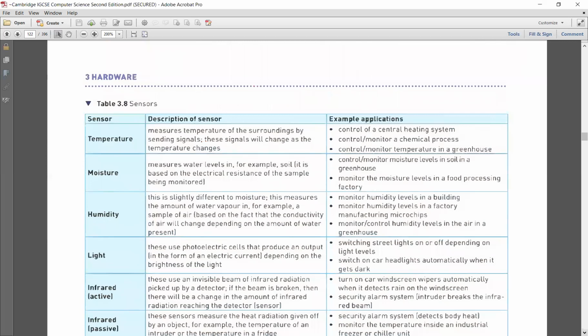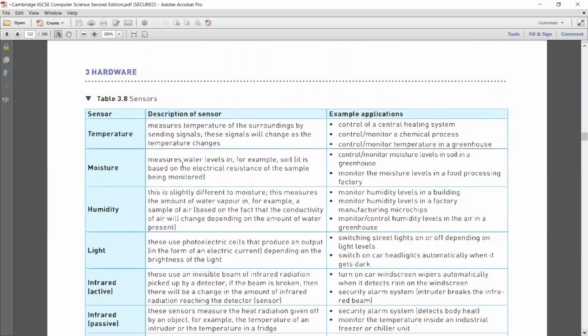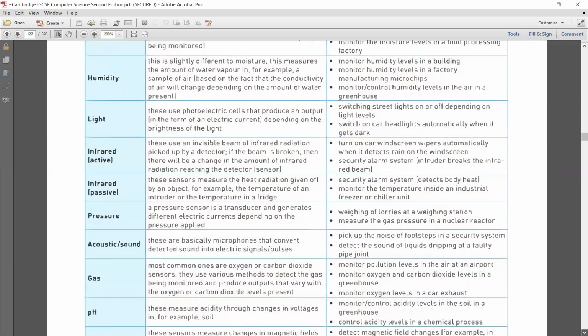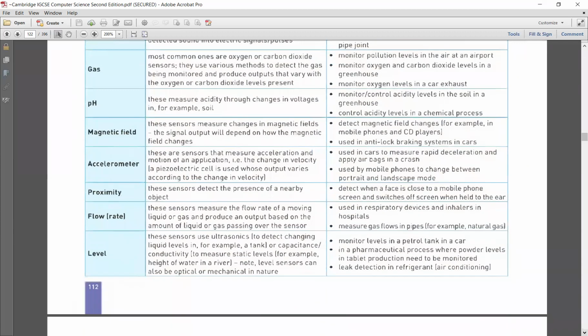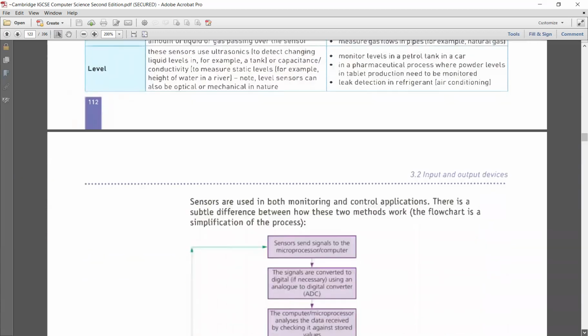What else you need to know is the application of different sensors, like the temperature sensor, its description and an example. Similarly, moisture sensor, humidity sensor, light sensor, infrared, which is active or passive, pressure sensor, acoustic or sound sensor, gas sensor, pH, magnetic field, accelerometer, proximity sensor, flow sensor, or level sensor. Just simply go through these and you'll be able to answer a question very easily if you have remembered the use of different sensors and different applications. Still you have time to revise.